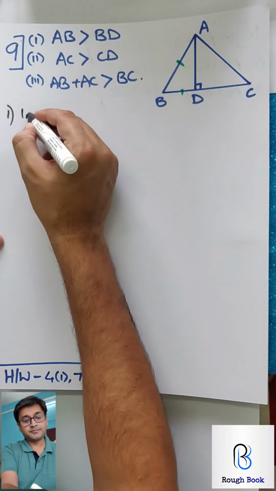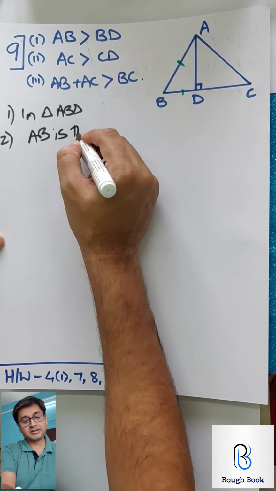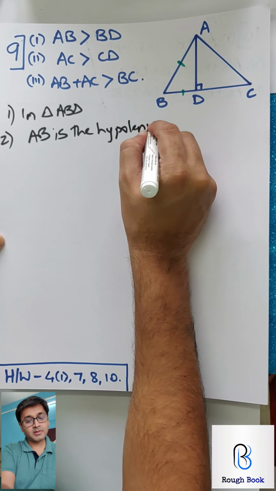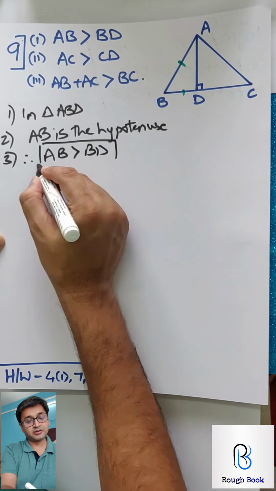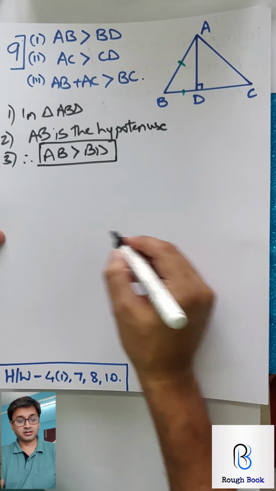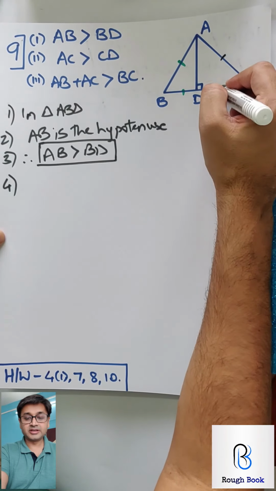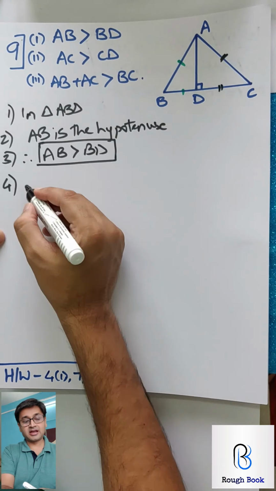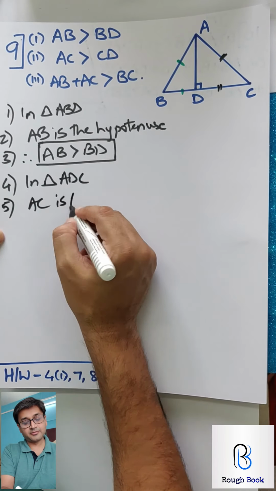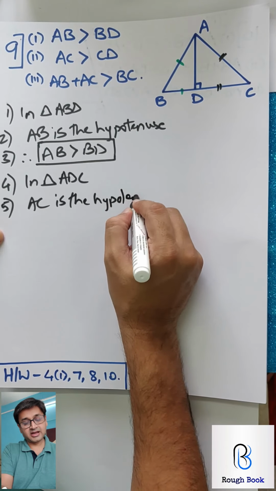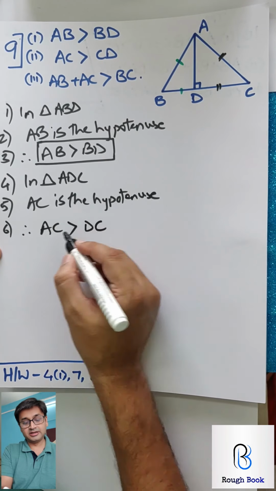So you say in triangle ABD, AB is the hypotenuse, and since it's the hypotenuse, therefore AB is greater than BD. Directly you can say that, you don't have to prove anything. Next one, AC greater than CD. Again in triangle ADC, AC is the hypotenuse, and since that is the hypotenuse, directly I will say therefore AC is greater than DC.